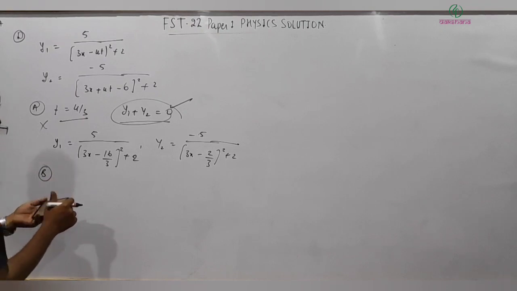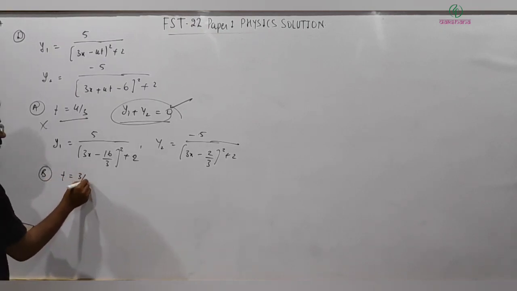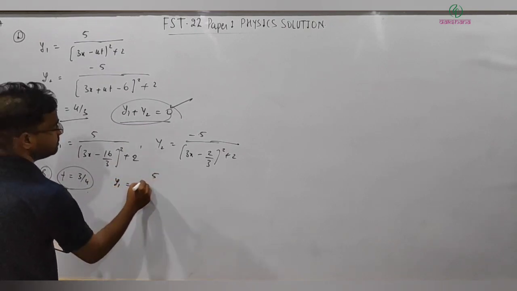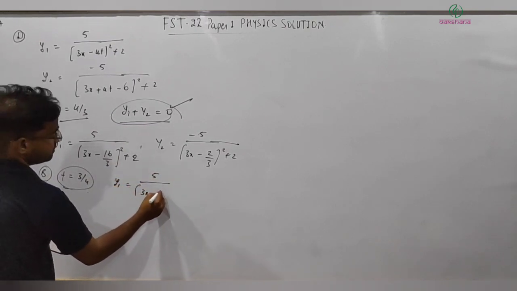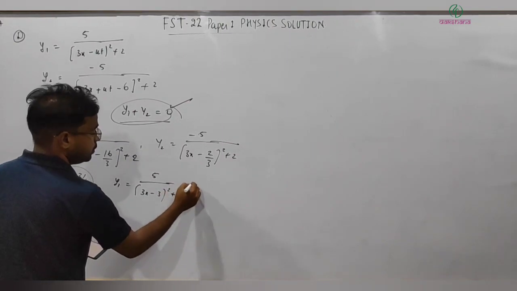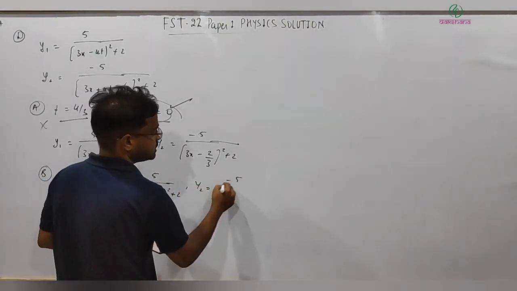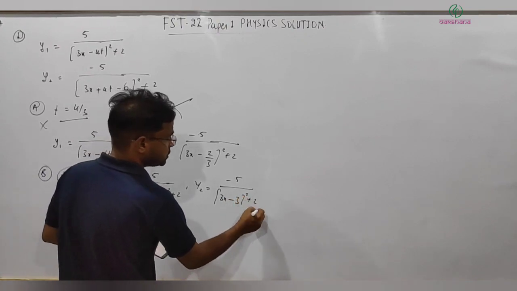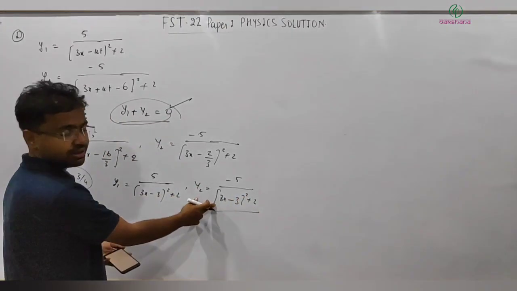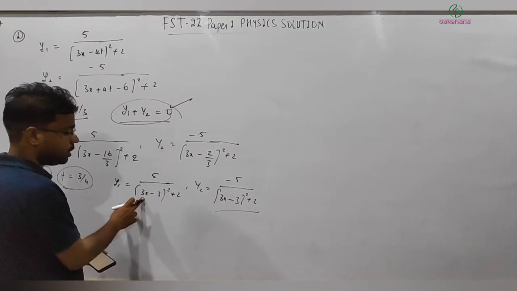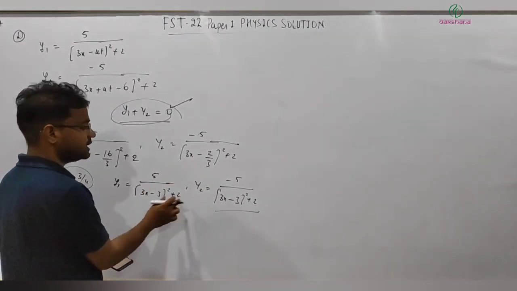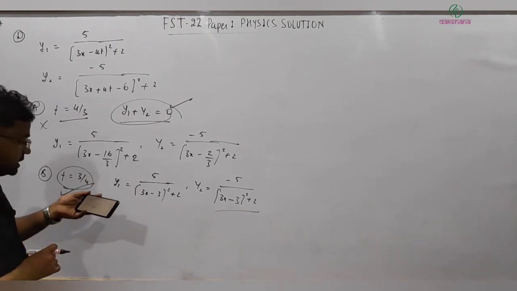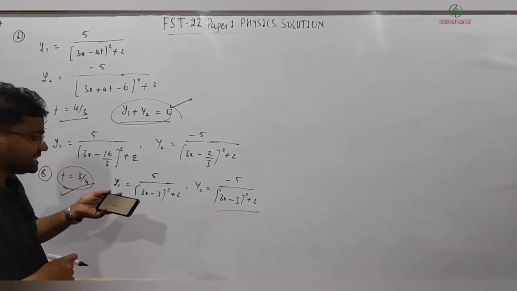At t = 3/4, if I substitute this here, then you will get y1 equal to 5 divided by (3x - 3)² + 2, and y2 also you will get -5 divided by (3x - 3)² + 2. Simplifying it, substituting, you will get this. You can check now that for all values of x, if you simply add these two, they will cancel each other. So this is right. It's saying at t = 3/4 seconds the two pulses will cancel each other everywhere.